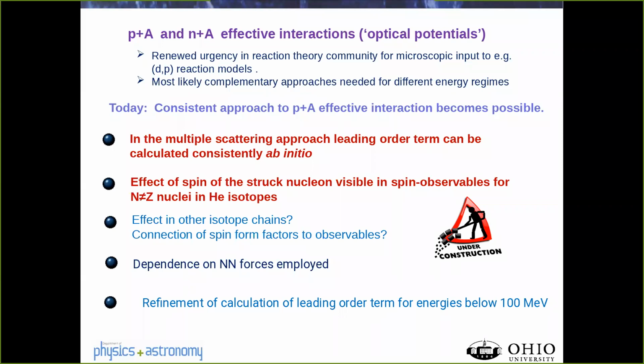Then we definitely still have to study the dependence on the NN force employed, because we plowed through the theoretical development here and stuck with one NN interaction. Of course, one shouldn't do that. And then one can also think about refinements of the calculations of the leading order term, namely taking more structure of the full propagator into account. Those are options. Eventually you would like to at least try going one order higher to see what the convergence pattern is. And with that, I would like to stop.